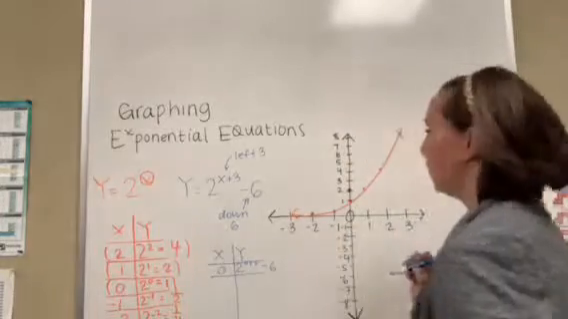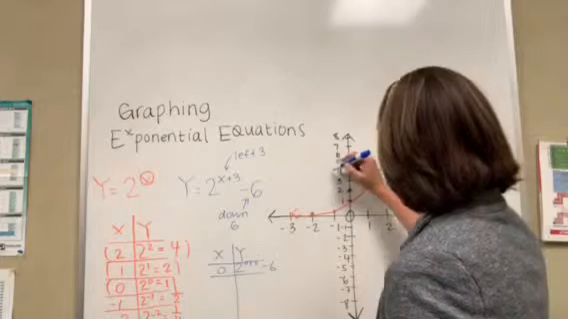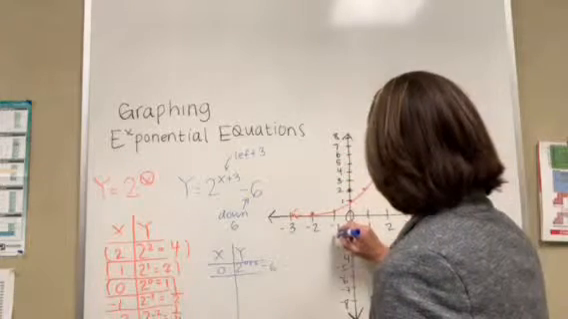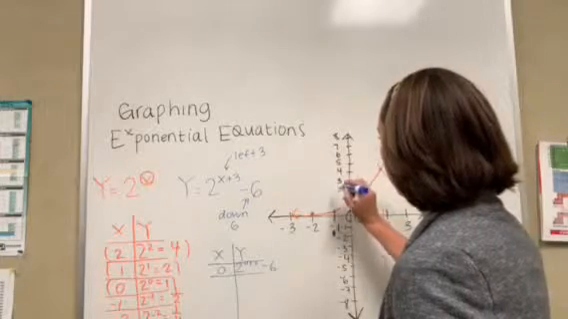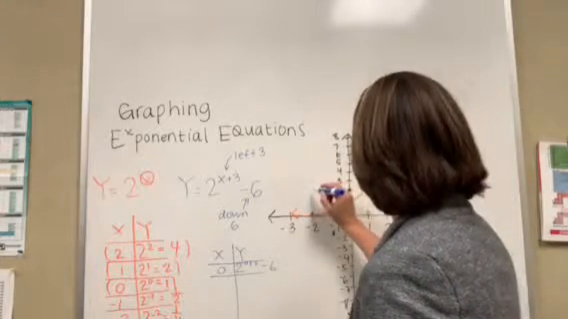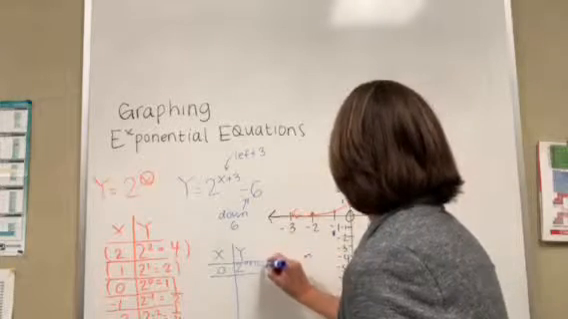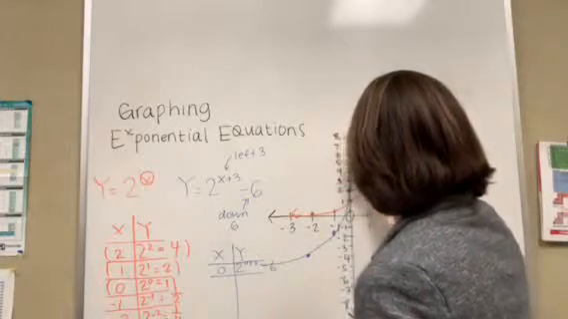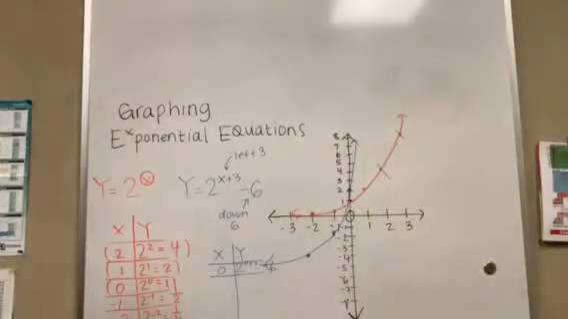So that one's been moved. And then I take this one right here and I move it left 3, 1, 2, 3, and then down 6. Be about right here. Left 3, 1, 2, 3, and then down 6. And I can see it's going to have the same overall shape, but it's just been shifted left 3 and down 6.